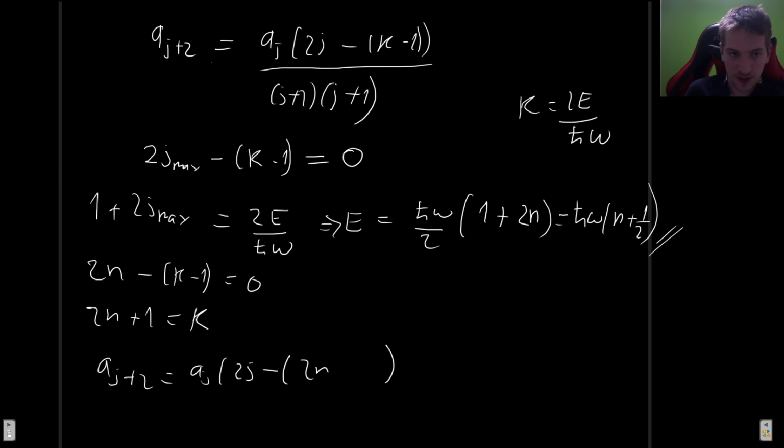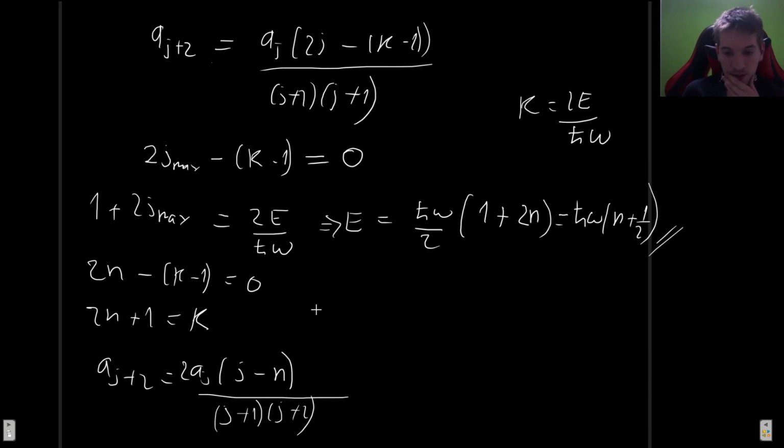So we get, well, this is divided by j plus 1, j plus 2. So now this is just going to be 2 times j. Okay, I already forgot, j minus n, right? 2j minus n, yes. It's going to be 2j minus n. Okay, so that is going to be the recursive relationship that we need.